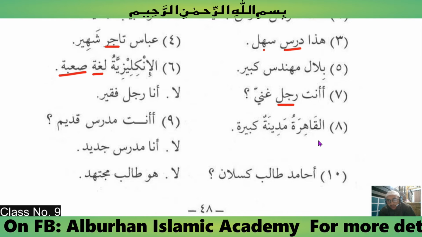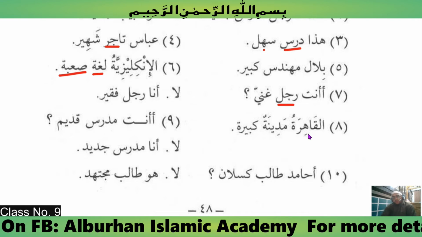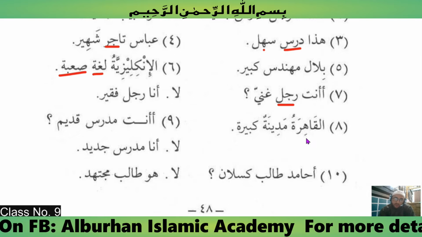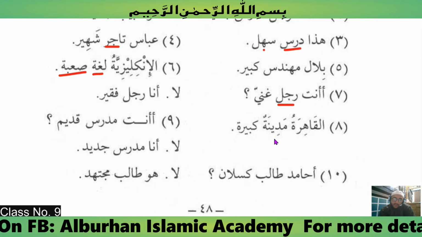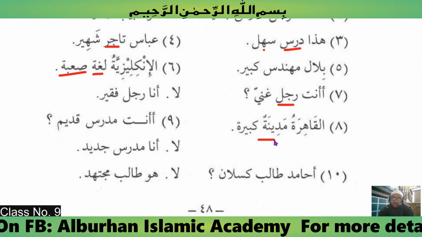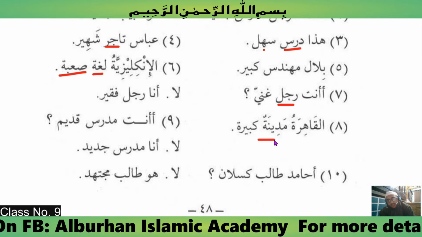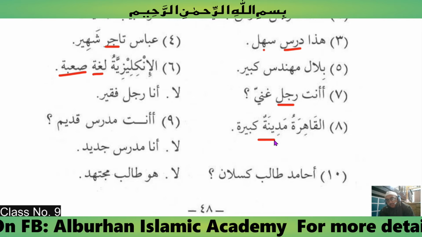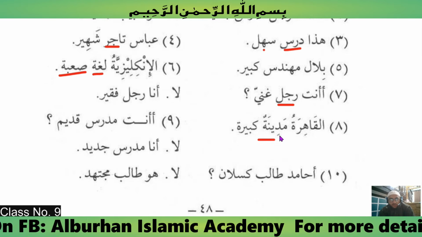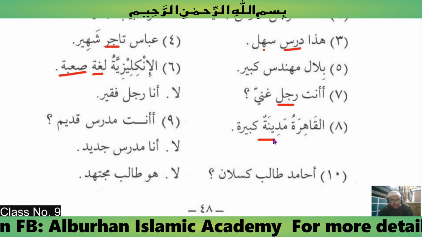Number 8, القاهرة مدينة كبيرة. So Al-Qahira, Cairo, is a city of Egypt. Cairo is a big city. Okay, Medina is the meaning of city. Another thing is Madinatul Munawwara. This is a specific name, Madinatul Munawwara, but in Arabic you can use Medina for any city.